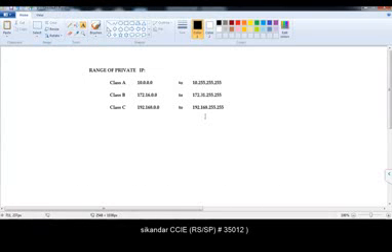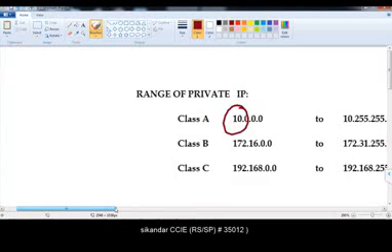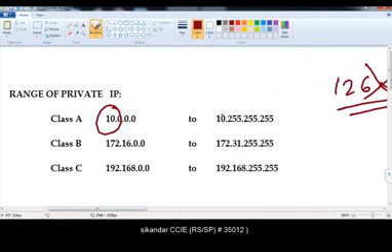Out of this, in A class, it supports around 126 networks. In those 126 networks, only one network is private, and that too it is only the 10-dot network. So only the 10-dot network is private, remaining all are public. So anything starting with 10, you have to understand it's a private IP, and anything other than 10 in the A class, you have to understand it is a public IP.